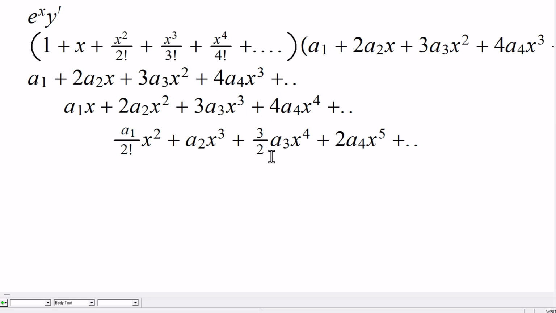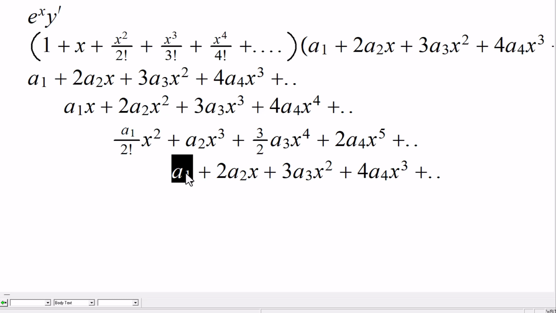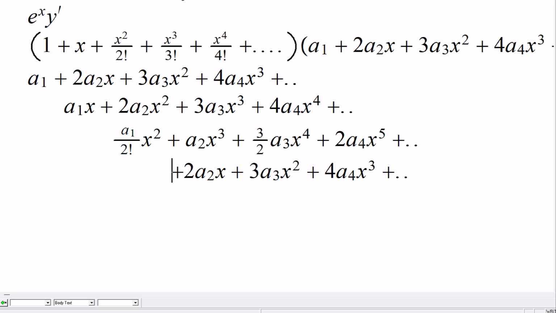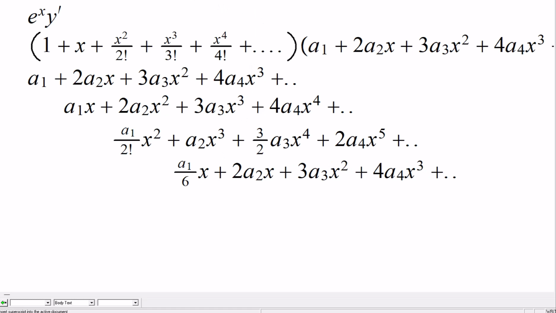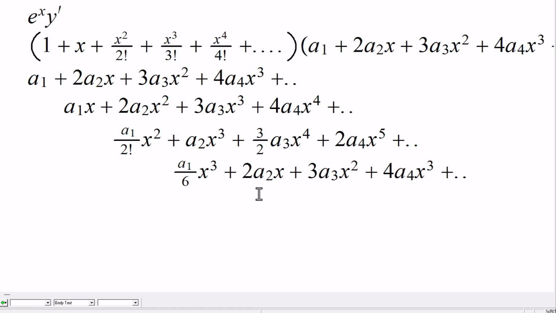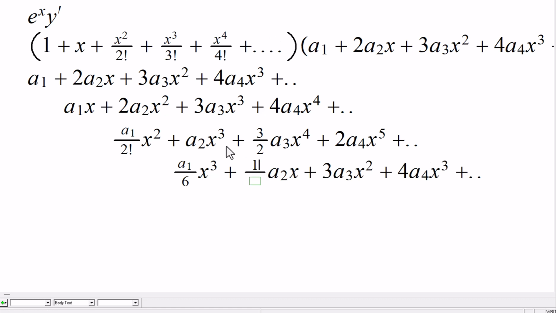So what we shall do is multiply this by x cubed over factorial 3, and factorial 3 being 6 means x cubed over 6, so this becomes a1 over 6, and then we get an x cubed here, right? And 2 over 6 is 1/3. I'm doing something slightly risky, but that's all right.